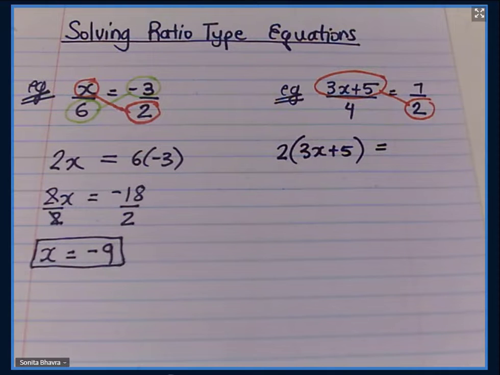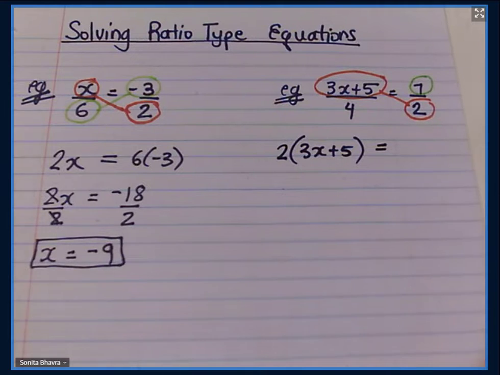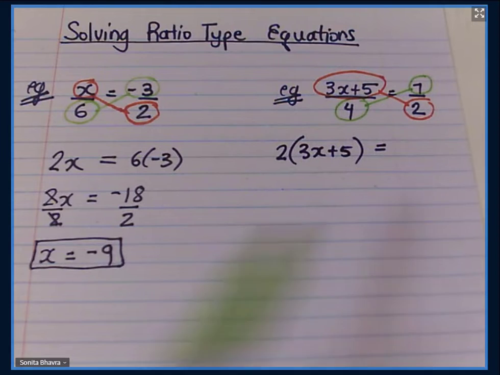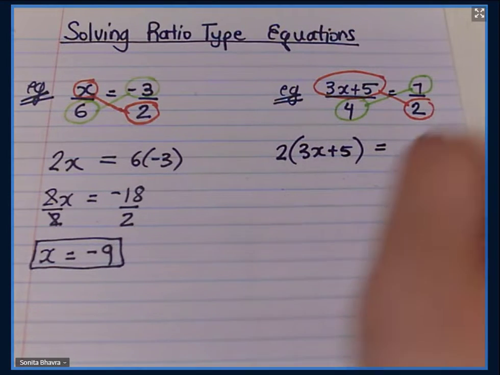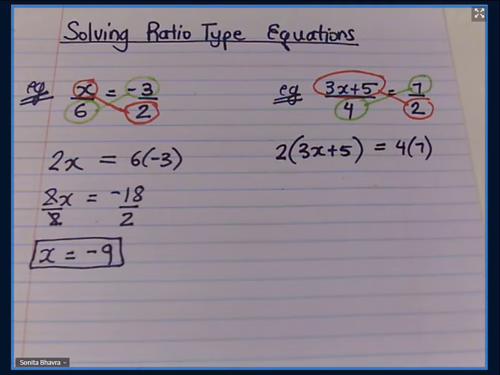Next, I'm going to take my top right, which is the 7, and multiply it with 4, and place that on the right-hand side of the equation. I'm showing that I'm multiplying 4 times 7.